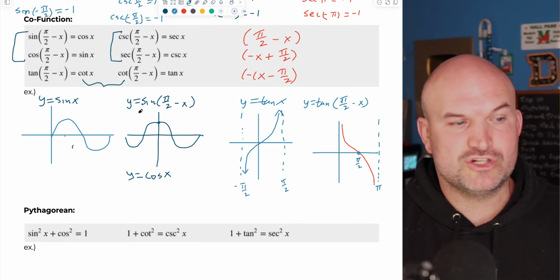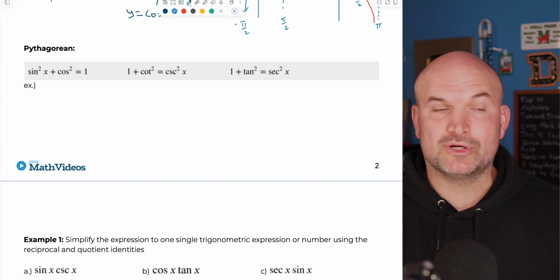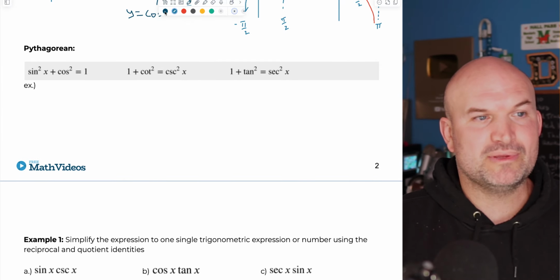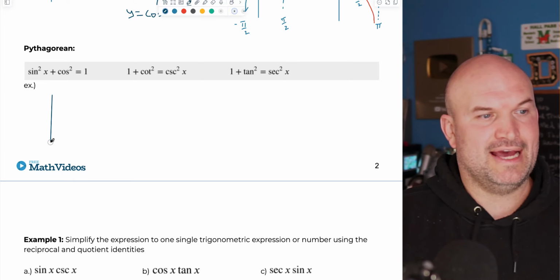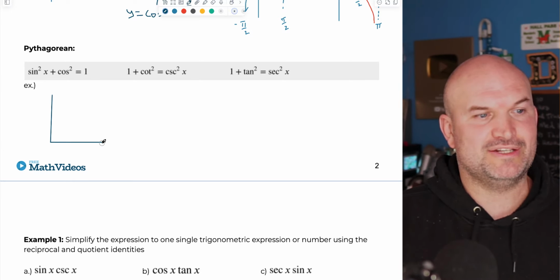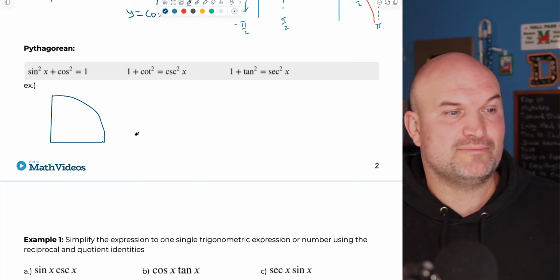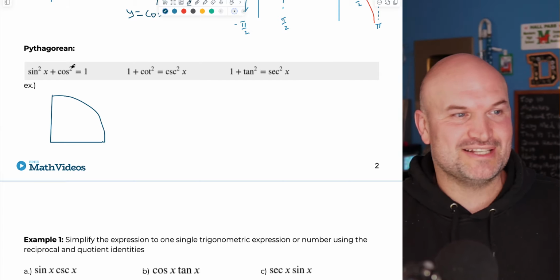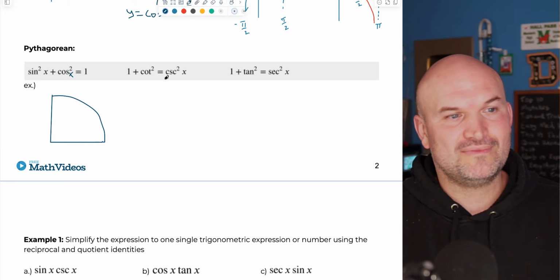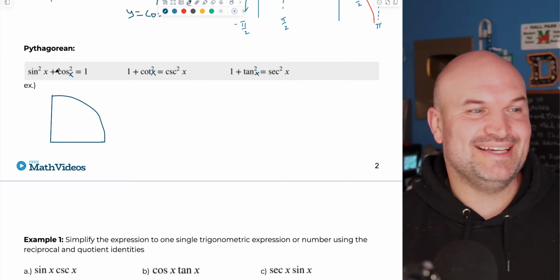All right, last but not least is going to be the Pythagorean, and then we're going to get into some examples. Now, to remember the Pythagorean, there's a couple things. I remember when I was taking precalculus, the one thing my teacher said was you got to know this identity. And when I first started teaching precalculus, I forgot so many things, but the one thing I didn't forget was sine squared plus cosine squared of x is going to be equal to 1.